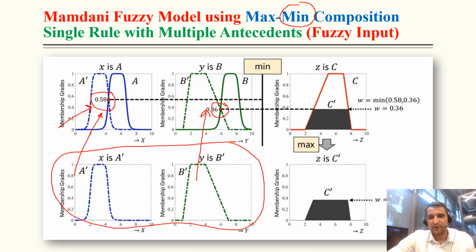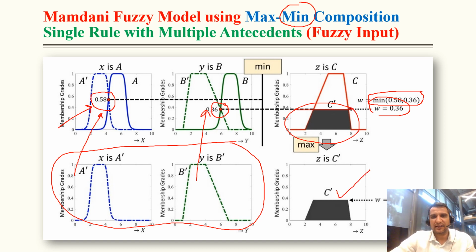So we have to consider this one, 0.58 and 0.36, that is both the degree of compatibility, 0.58, 0.36. Out of them we have to consider the minimum, that is 0.36, and we have to slice at 0.36. Therefore final answer will be equal to this one. So this is the C dash.